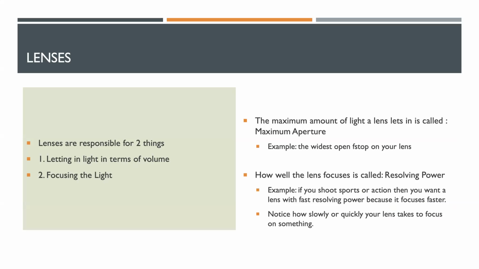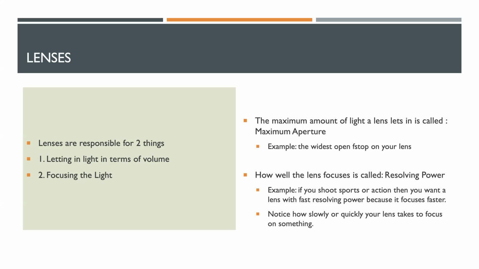How well the lens focuses is called its resolving power. If you shoot sports or action, then you want a lens with fast resolving power because it focuses faster. You may have already noticed on your own camera how slow or laggy it is whenever it is trying to focus on something. I've definitely mentioned that in the dark, if your camera can't see what there is to focus on, then it really has trouble focusing, and it will go zzz, zzz, zzz, as it tries to find something to focus on.